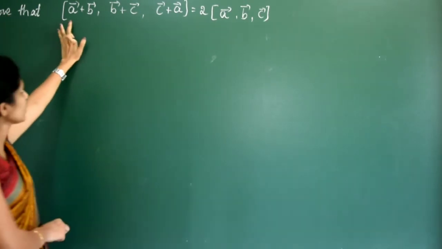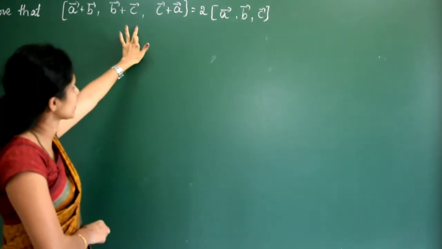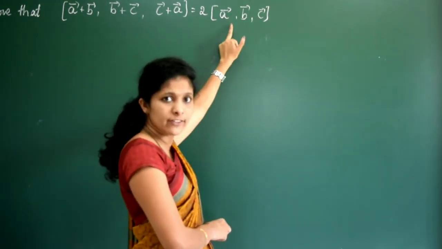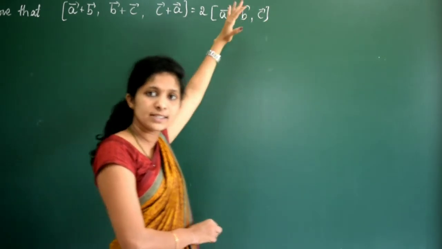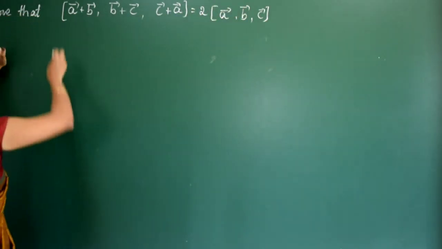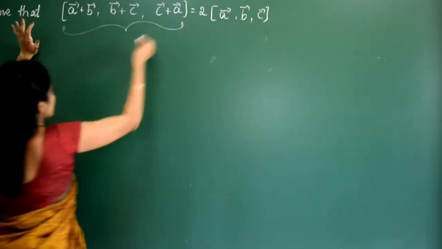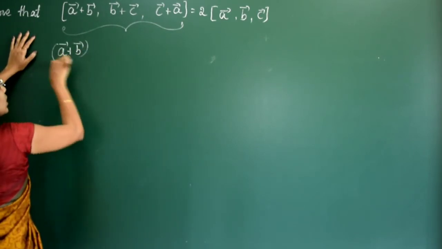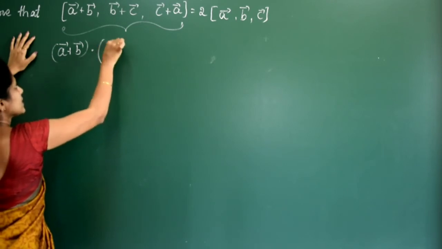Prove that (A vector plus B vector), (B vector plus C vector), (C vector plus A vector) is equal to the box product of A vector, B vector, C vector. That means this is a scalar triple product. So this can be written as A vector plus B vector, dot product with B vector plus C vector.